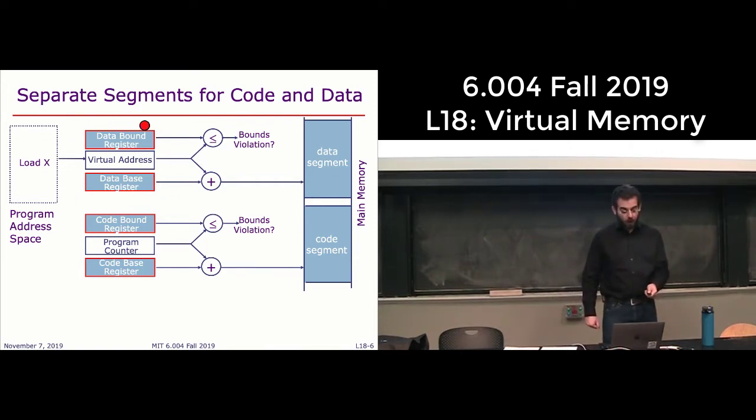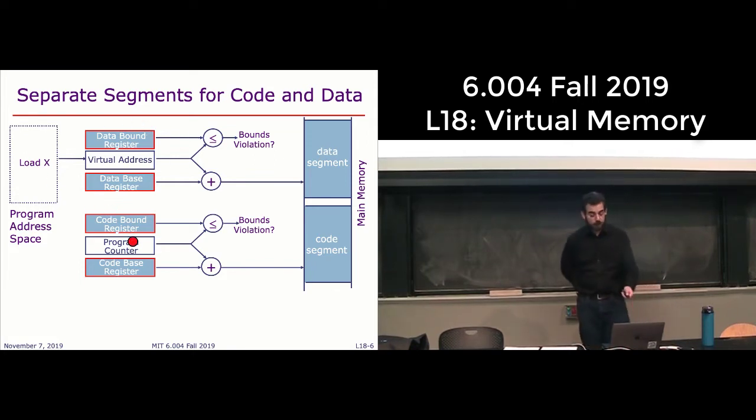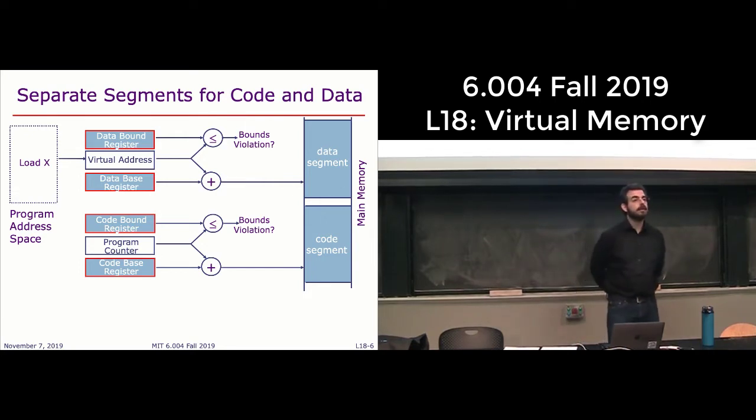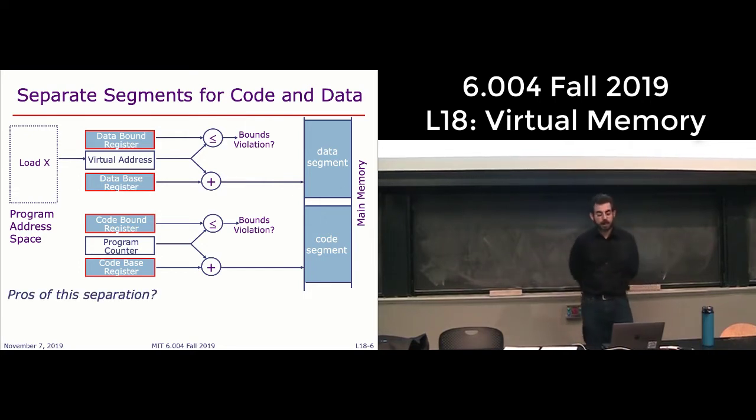We're going to take all load and store addresses and do translation using these registers, just like we saw before. And then we're going to take all the instruction fetches, that is the values of the program counter, and do address translation using the code segment registers. So what are some benefits of having this separation? Why is it good to separate data and code?